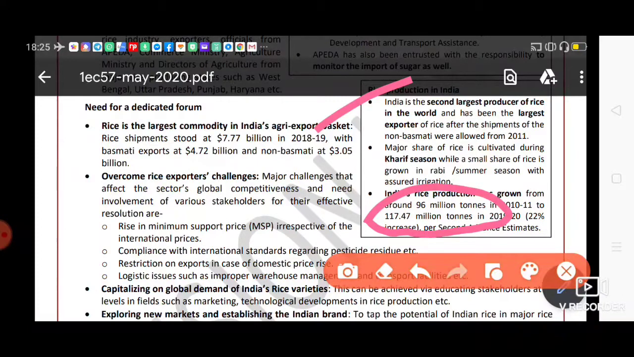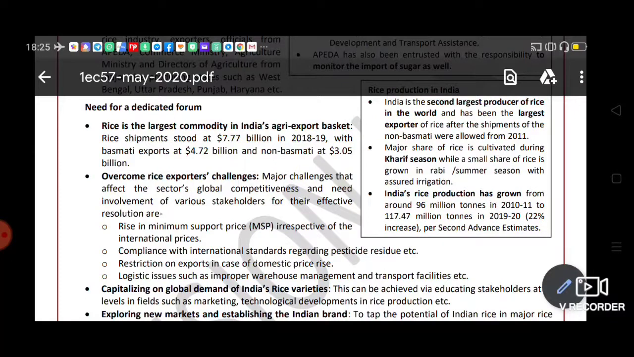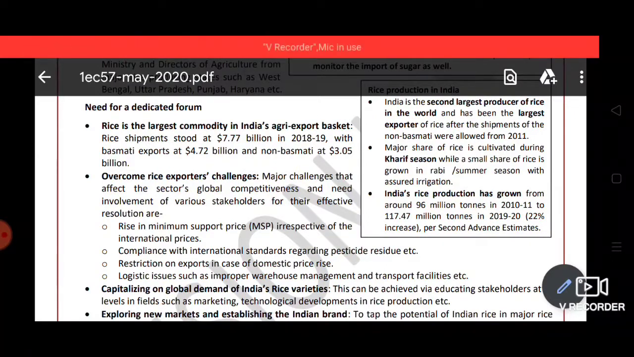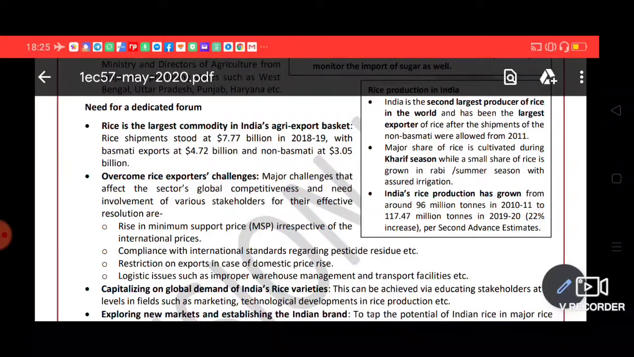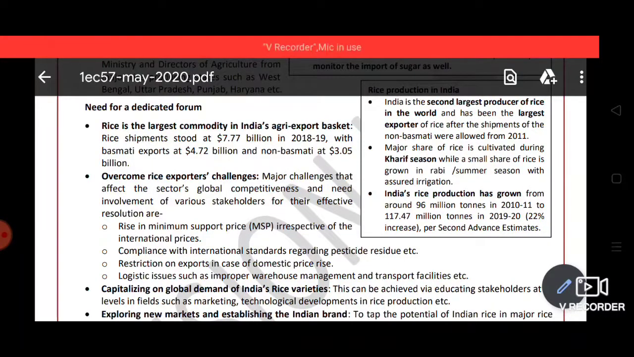So why is this need now for the dedicated forum? Rice is the largest commodity in India's agri-export basket. Rice shipments stood at $7.7 billion in 2018-19, basmati at $4 billion and non-basmati at around $3 billion. So rice was around 7, 4 and 3. Remember this. So that is why there is a need.